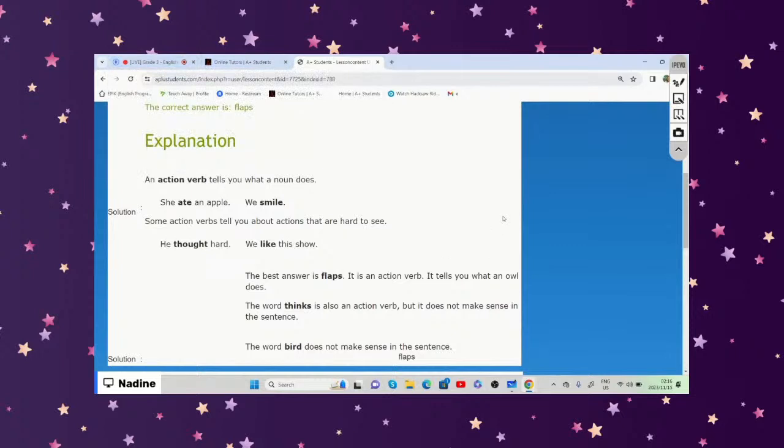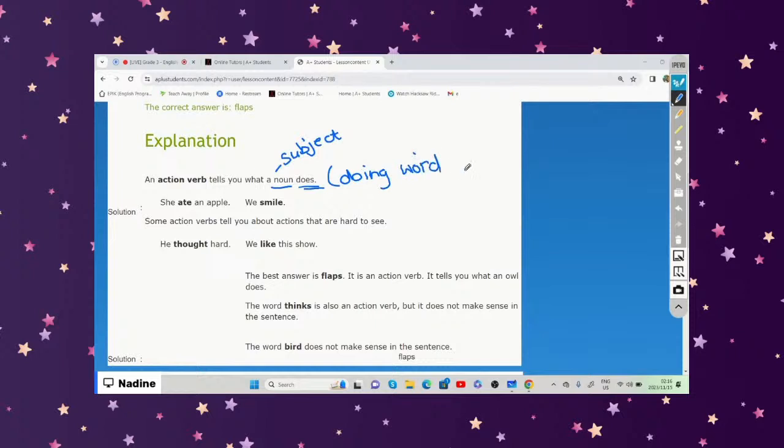All right. So an action verb basically tells you what the noun does, right? And the noun is also, we said, what the subject does, right? And when we say what the subject does, that is why we say an action verb is a doing word. It's a doing word, right? So it basically tells you what the action is, or what the noun does.